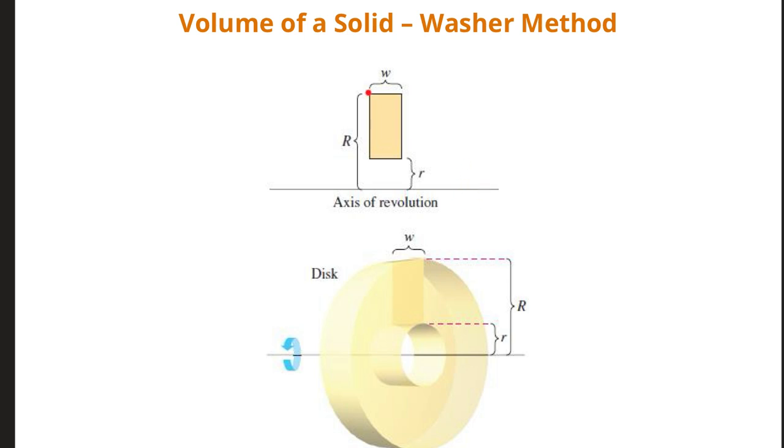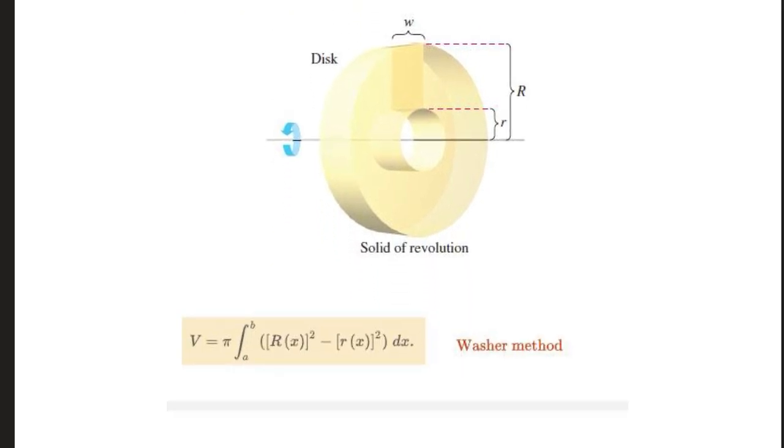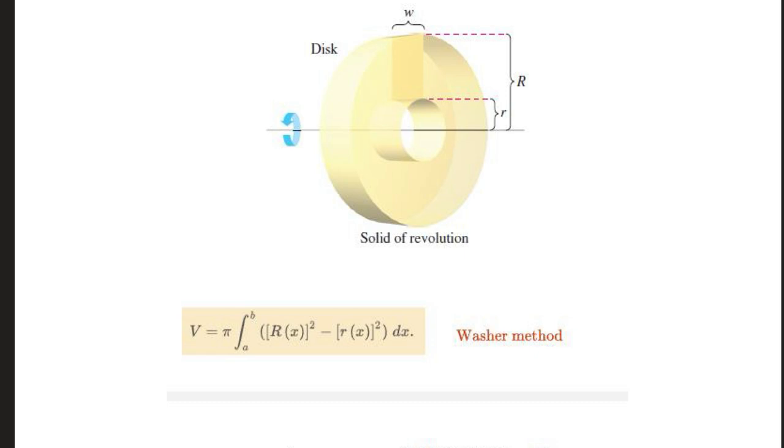But from the function down to the axis of revolution, that's your capital R. And if there's a gap, that's lowercase r. Once you revolve that rectangle, you get a disk with a hole in the middle. Capital R minus lowercase r. And this is how you figure the volume.